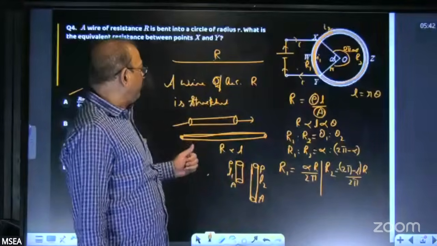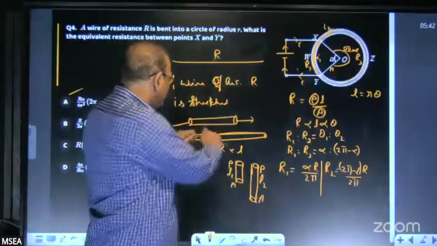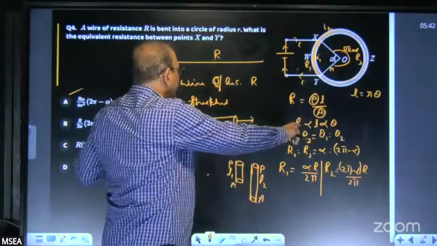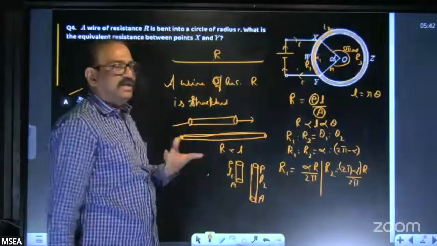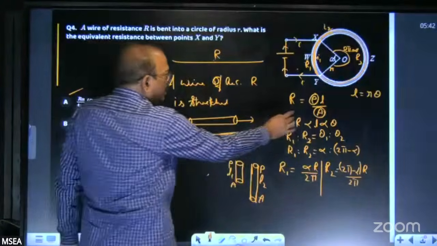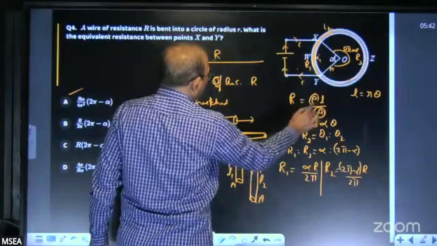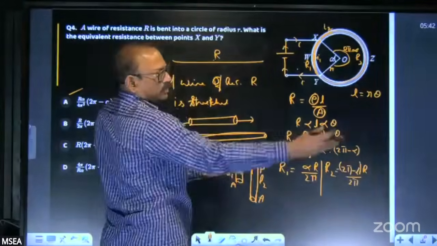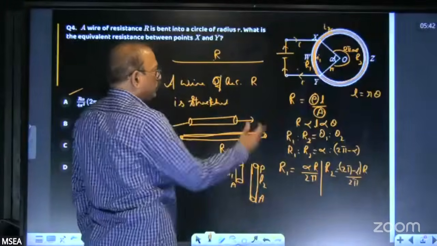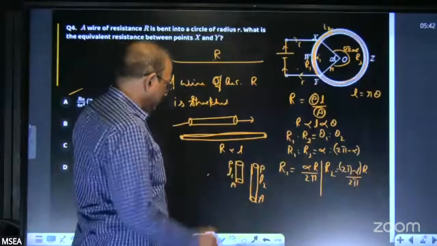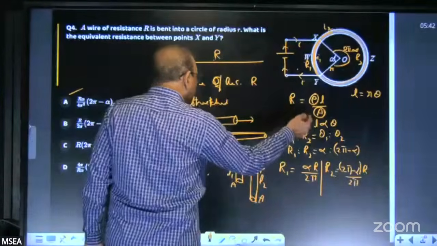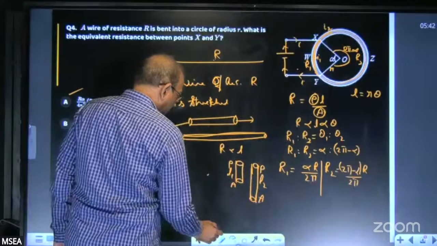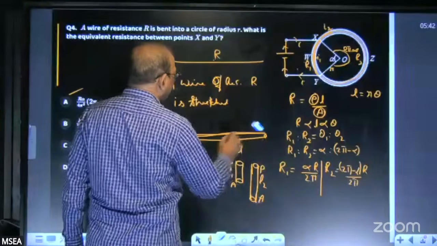But in stretching, it is different. The same wire is stretched: length increases, area decreases, so area is also changing. When area is also changing, how can you write R proportional to L, R1 by R2 equal to L1 by L2? That's not correct. You have to consider the area change too. So how to do this problem?